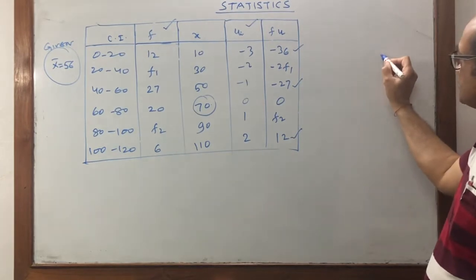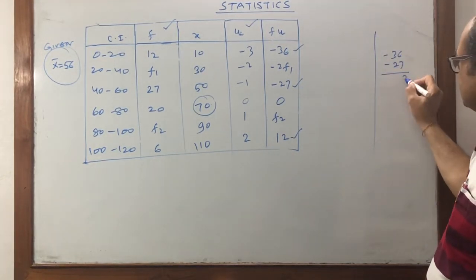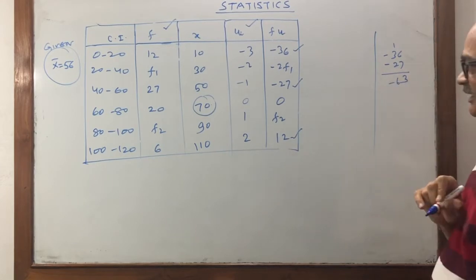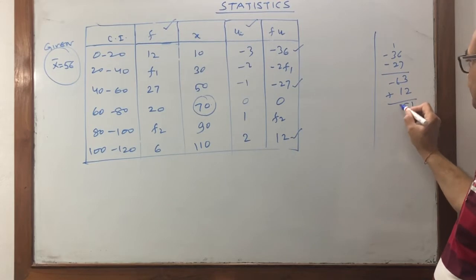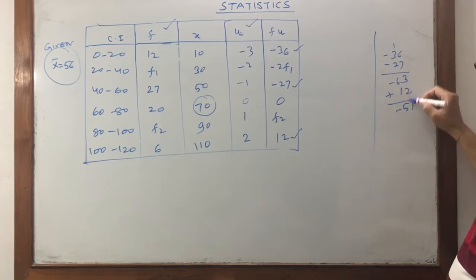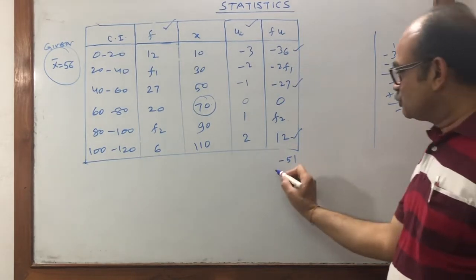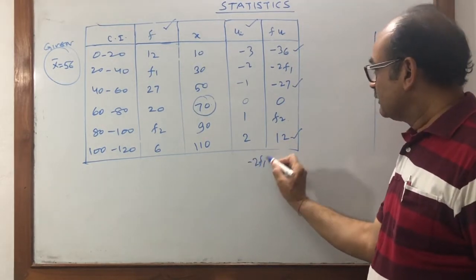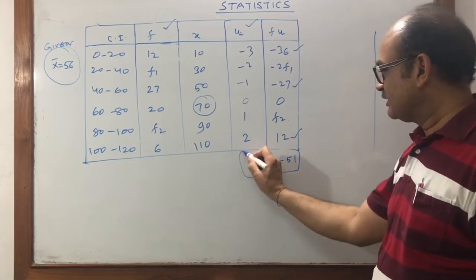Minus numbers are, use rough column, minus 36 and minus 27. That is minus 63. And you have to subtract plus 12. What are we getting? 51. Check it again. Minus 51 numbers. And minus 2F1 plus F2 is the total of sigma FU.